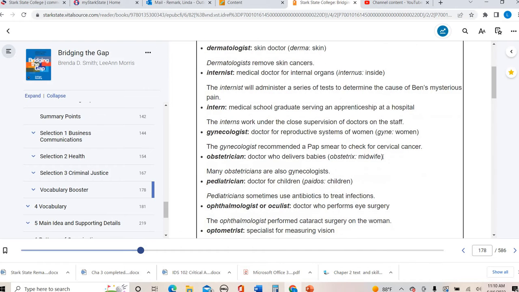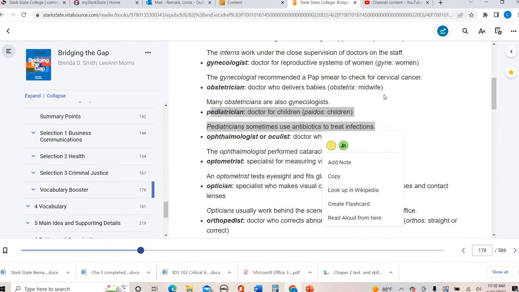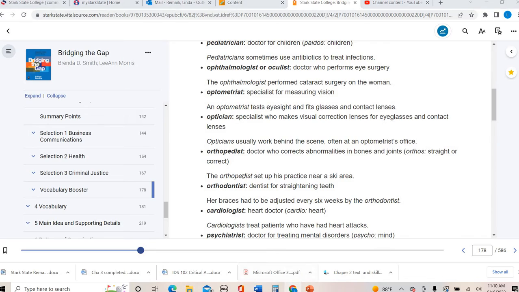I'm going to pull my study guide back up in just a second, but this is where I am retrieving these words from, and you can see the word pediatrician right here. So you can reference it if you need to see any example sentences that our textbook uses for this first little chunk of words.